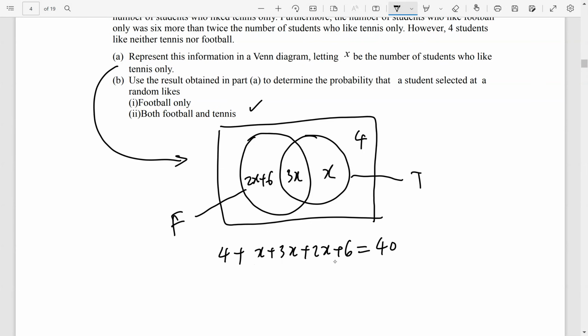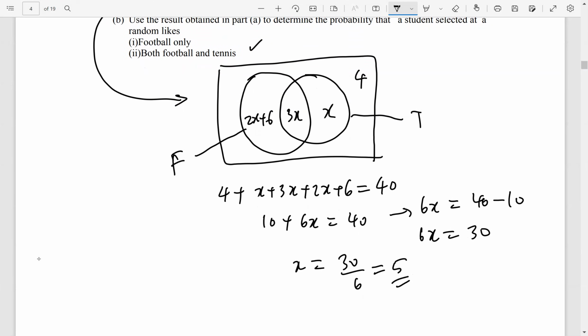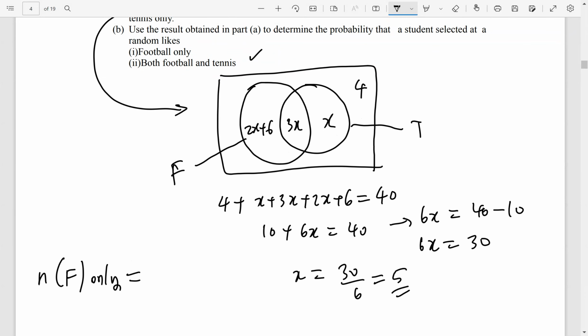So 4 plus 6, you get 10. 10 plus 6x equals 40. 6x will be 40 minus 10. 6x will be 30. The value of x will be 30 over 6, which is 5. So the number of football only is going to be equal to 2x plus 6. So your 2 times 5 plus 6, you get 16.